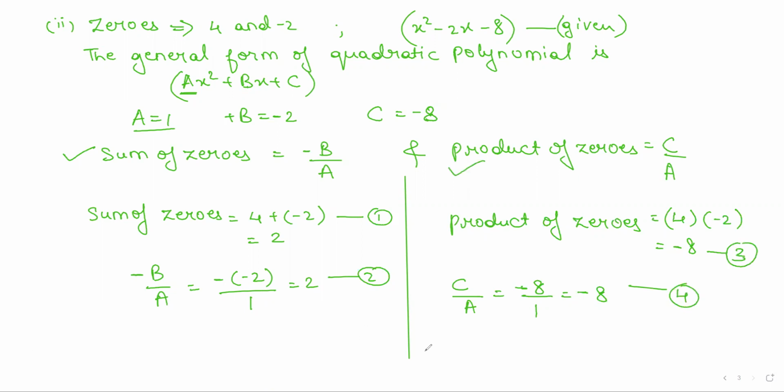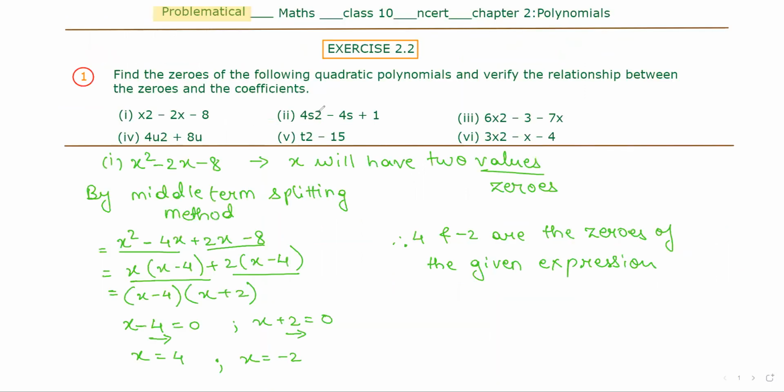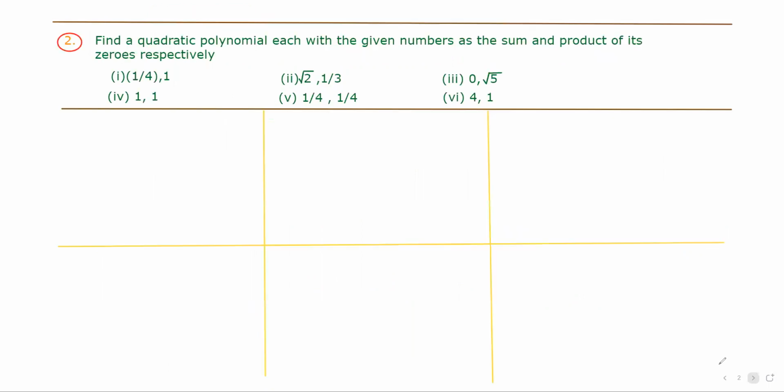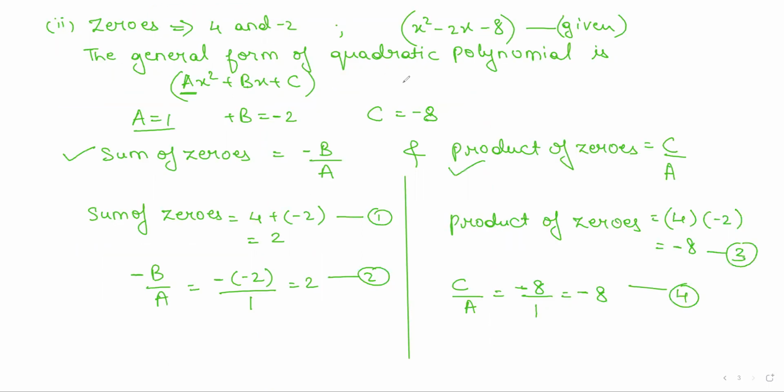So you'll write the whole statement that from equations 1 and 2, sum of zeros is equal to minus b upon a, and from 3 and 4, product of zeros is equal to c upon a. Hence, the relationship between zeros and the coefficients is verified. By default, these are the coefficients a, b, c.